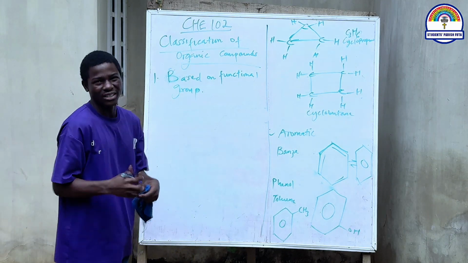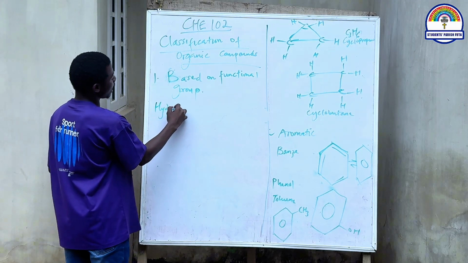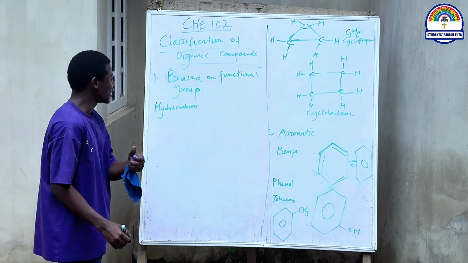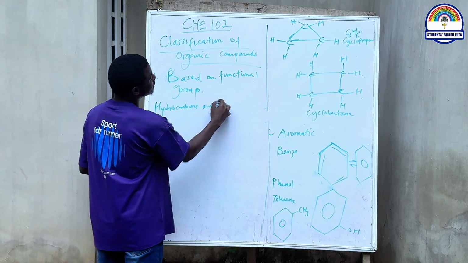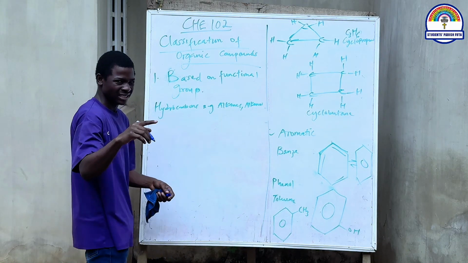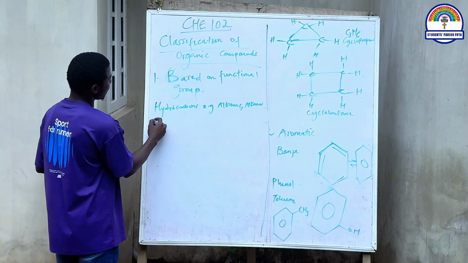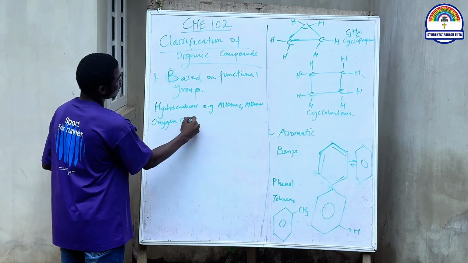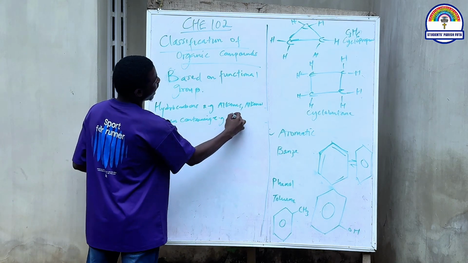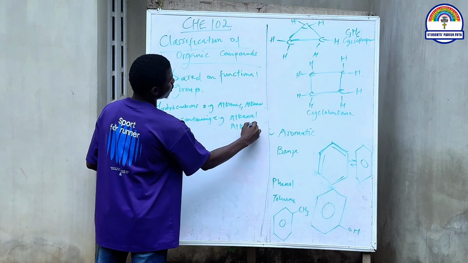So based on functional group, we can classify them. There are those we see as purely hydrocarbons, that is containing only hydrogen and carbon. Examples are the likes of alkanes, alkynes. They just have carbon and hydrogen. You understand? We have those we can classify as oxygen containing. They have oxygen in them, like the alkanal, CHO, and alkanol, ROH.